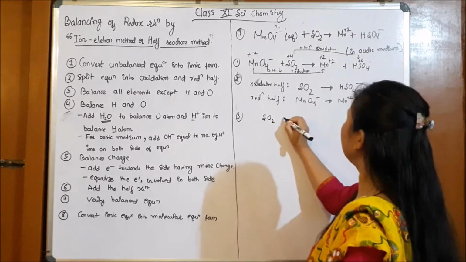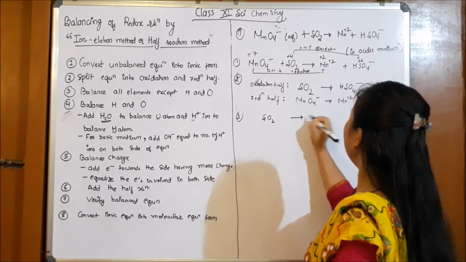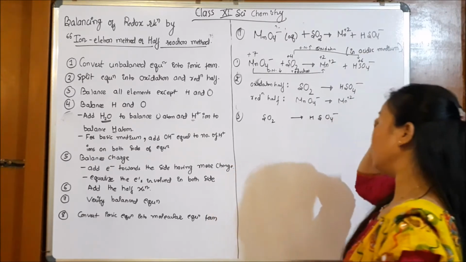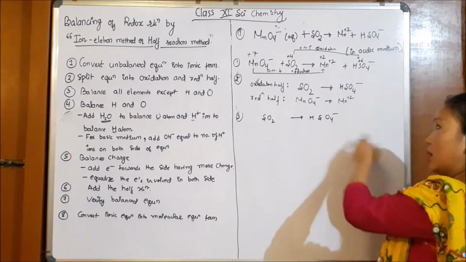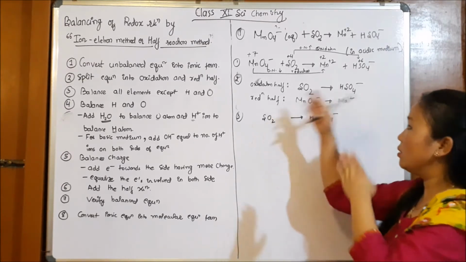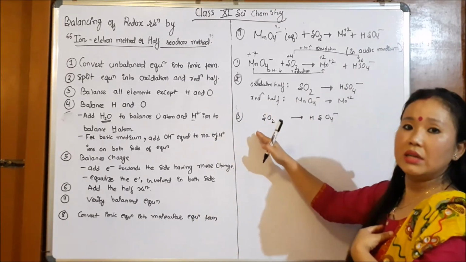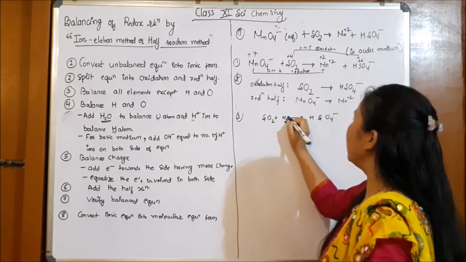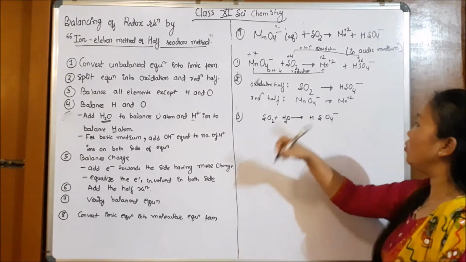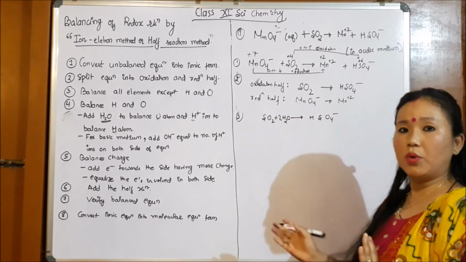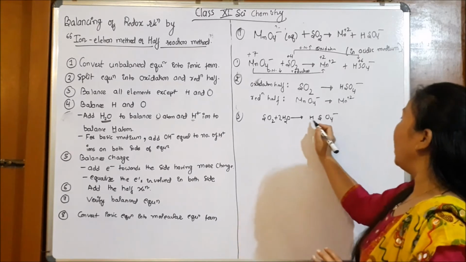SO2 is giving you HSO4 minus. Right? How many oxygen are here? 4. Here how many? 2. So how many more oxygen do you need on the reactant side? 2, right? So add water. One water gives one oxygen, you need two. So you need to add 2 water molecules. Okay sir? Now check hydrogen.